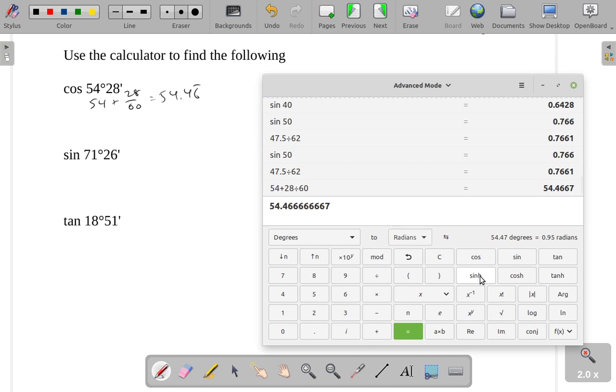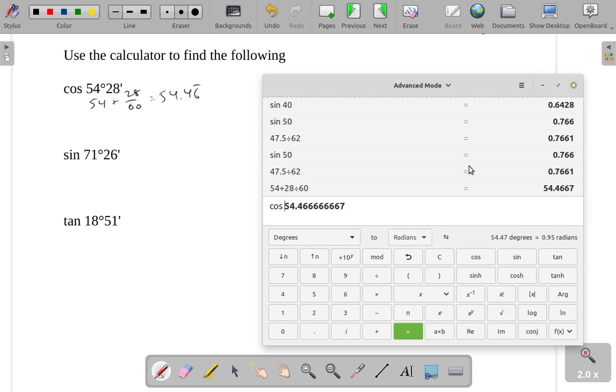Ignore the h on these other keys, the sine h, cosine h, and tan h. Sometimes people call this sinh, cosh, and tanh. Those are hyperbolic sines, cosines, and tangents. That's something else. So we only want the cosine, the sine, and the tangent for the purposes of this class.